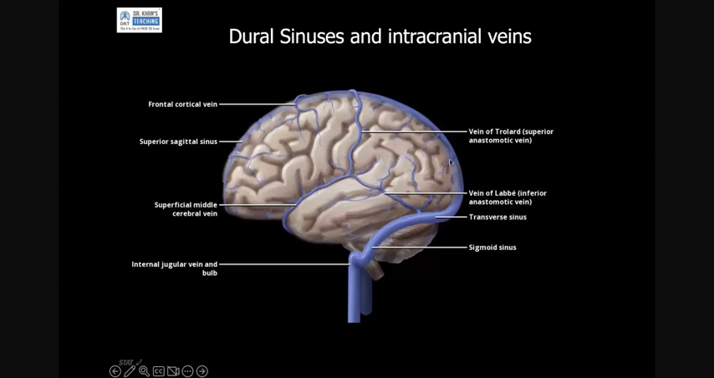Now, this is the transverse sinus. This is the superior sagittal sinus. There are too many variations, so nobody labels them on any scan. But just to give you an idea, this vein here is known as vein of Trolard, superior anastomotic vein. This one here is vein of Labbé, inferior anastomotic vein. This one is superficial middle cerebral vein. So don't think that you will see them like this in each and every case, but there will be variations.